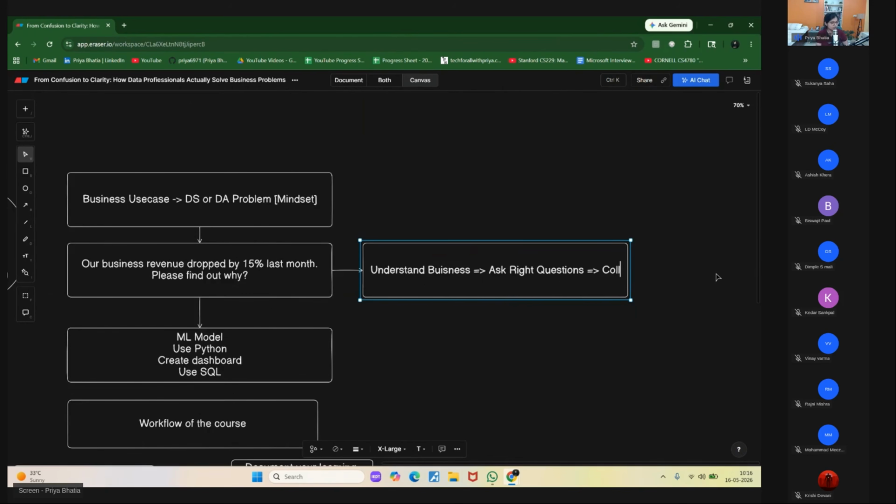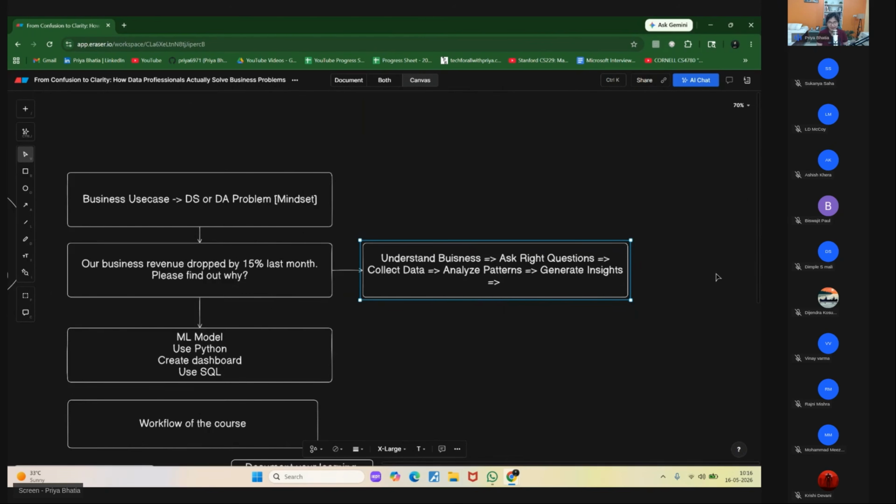Based on those right questions, you will try to collect data. Maybe that data could be easily accessible from the dashboard itself. Maybe the data is publicly available. Maybe the data can be available from a DB, and by writing SQL queries you will be able to access it. Whatever be the case, then you will try to create some model to analyze the patterns of your data. And based on those patterns, you will be able to generate the insights.